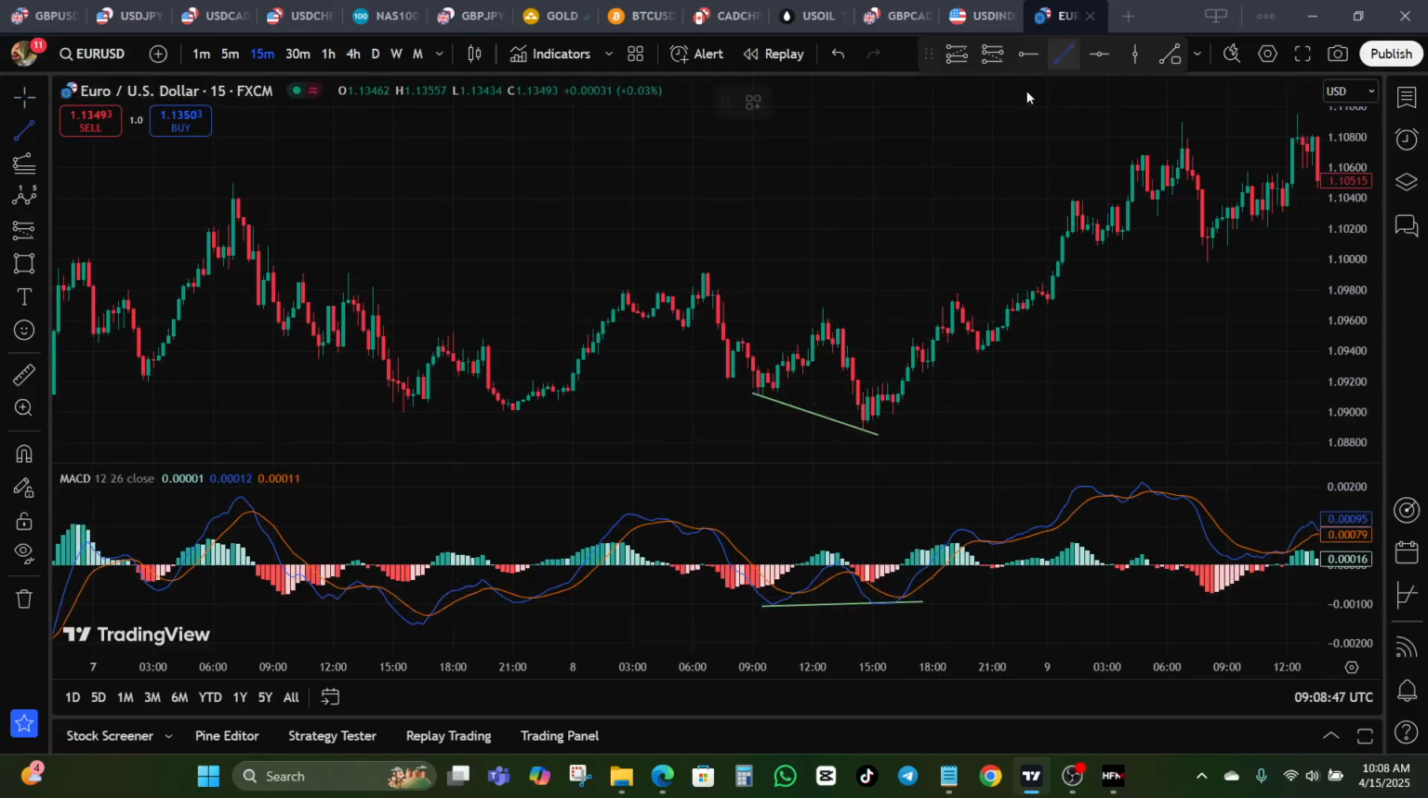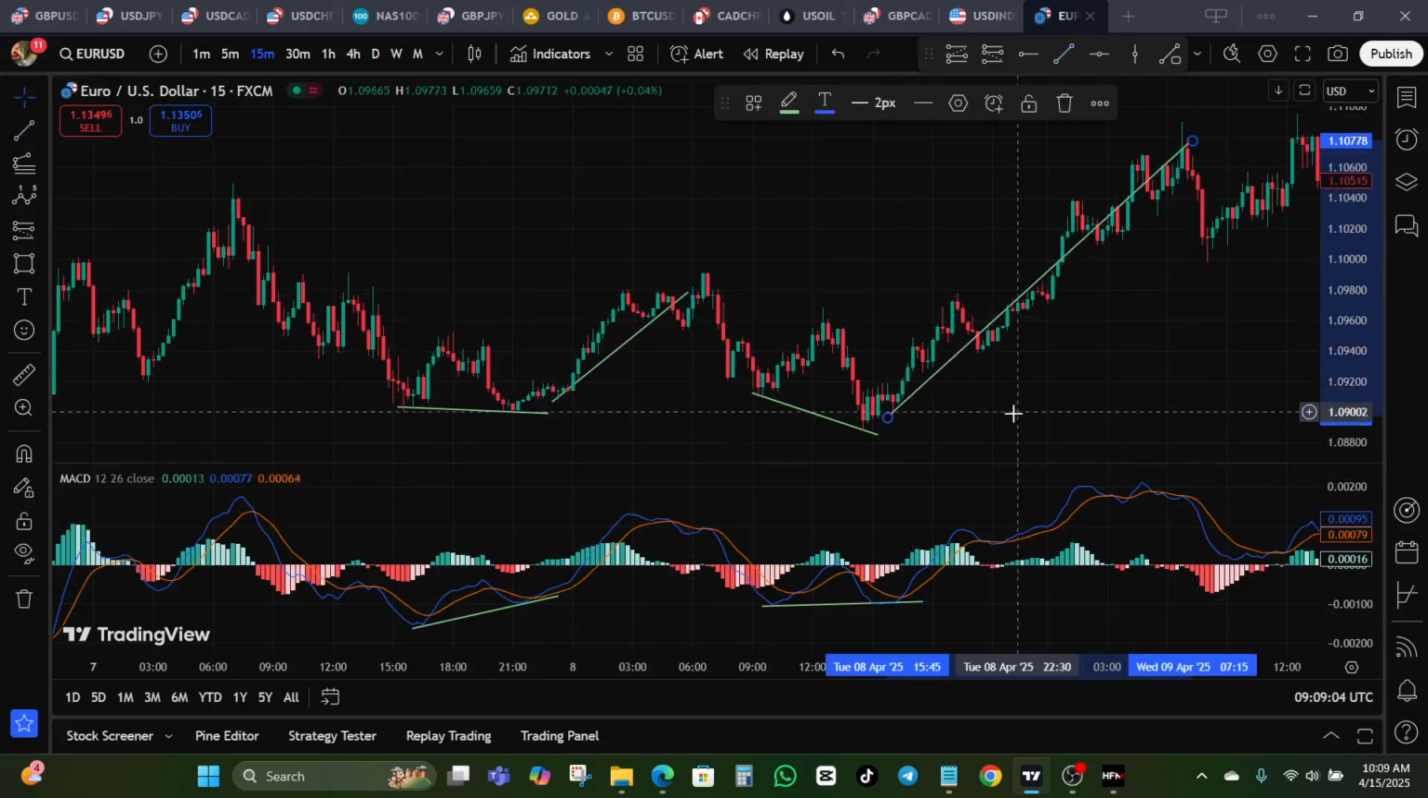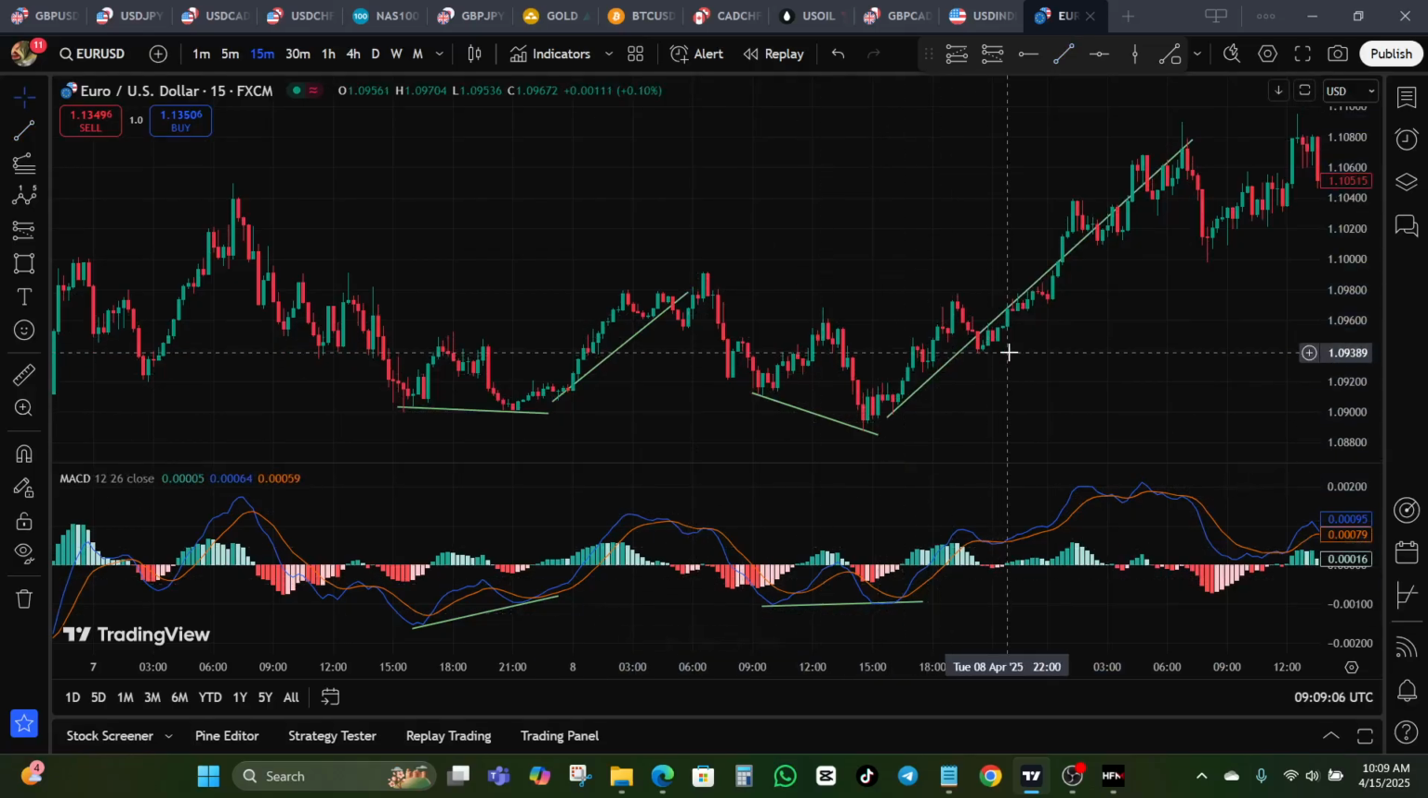Meanwhile, this is another example. Here the slope was very gentle for the price, and then MACD was more obvious. At the end of the day, we had a movement to the upside in both cases. So this is what we call a bullish divergence.